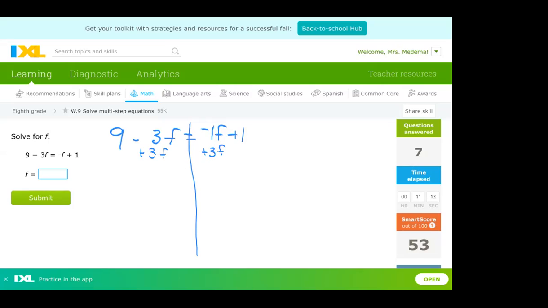And when I do that, I have 9 left on this side. And negative 1 plus 3 is a positive 2f. And then plus 1 is left. Now I need to get rid of the 1. So I need to subtract 1 and then subtract 1.